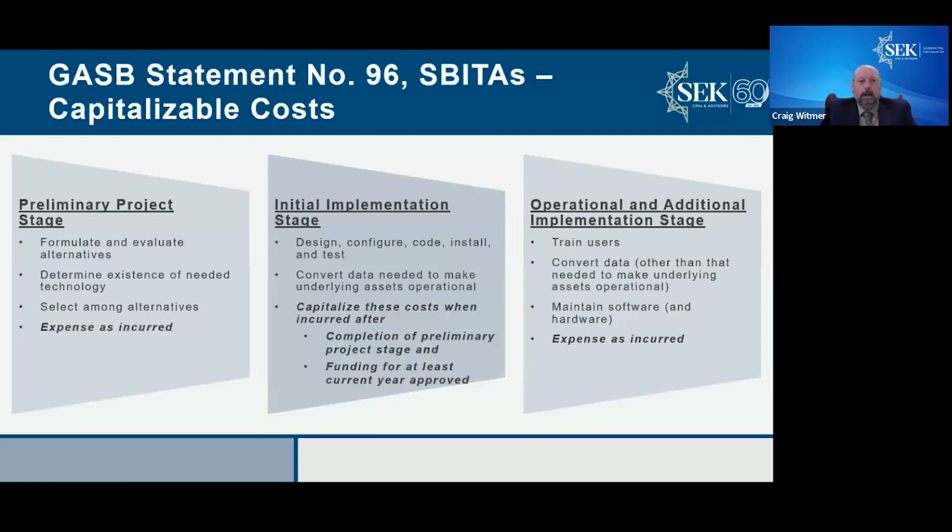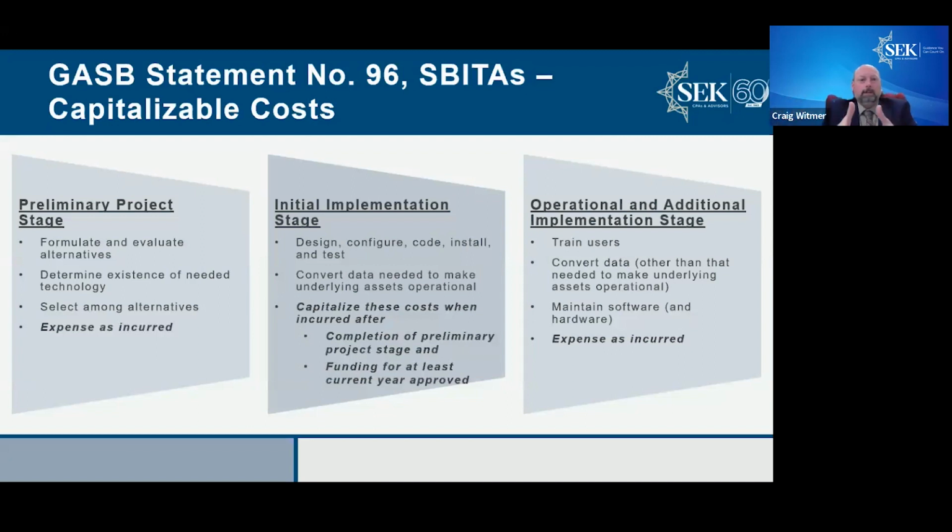If there are costs associated with that, those are just going to be expensed as incurred. Then moving to the last stage, the third stage, the operational and additional implementation stage. Well, that is after the software is in place, it's implemented, but there are still costs being incurred. There's training of users, maybe some data conversion, not necessarily to get the software up and running, but some data conversion that's required after the fact, maintaining the software, the hardware. That third stage is also expensed as incurred.